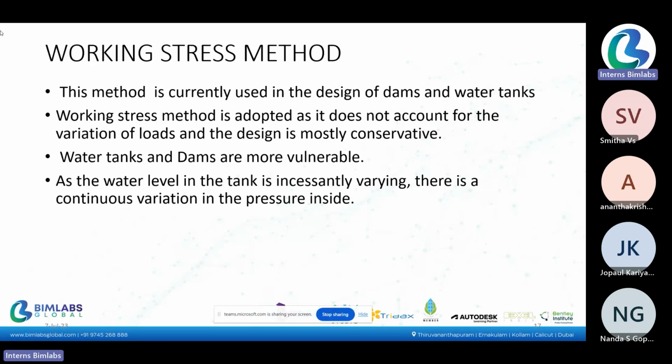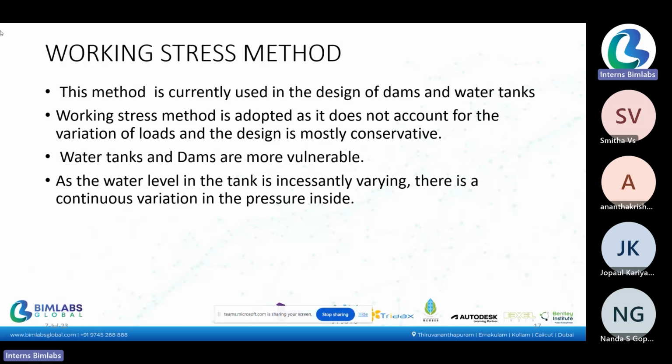Next, this working stress method, as I mentioned, is one of the oldest methods and is also currently used. It is mainly used for the design of water dams and water tanks, and the main reason is that it does not account for the variation of loads, and the design is mostly conservative. Since water tanks and dams are more vulnerable, the limit state method, as we go further, you will learn more about.